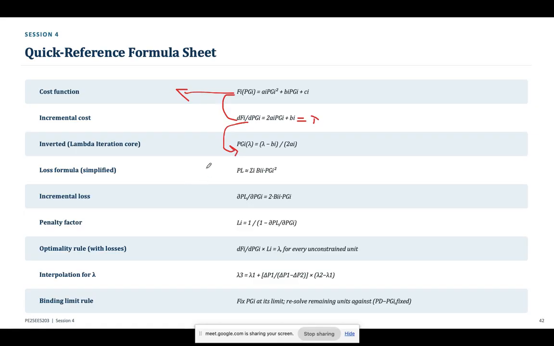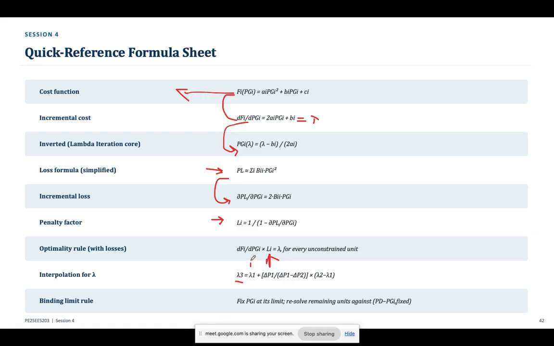Okay, this is the loss formula you have to remember, and if you take a partial differentiation you'll get an incremental loss, right? And this is the penalty factor. Once you have the calculation of this, the same thing will be used here. So all these things are very much connected. Okay, here you have the penalty factor included for unconstrained units, right?